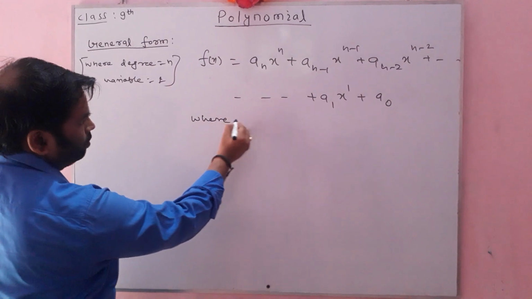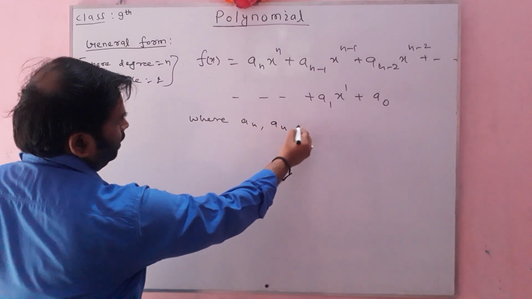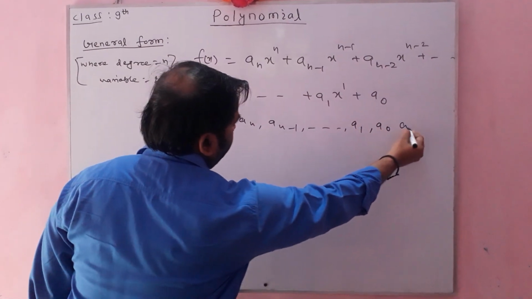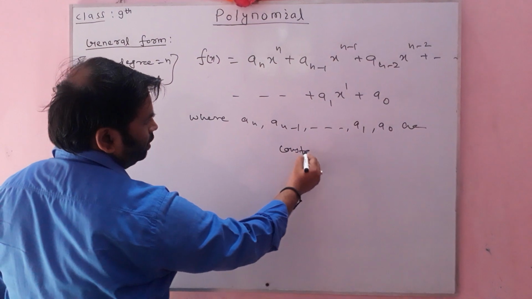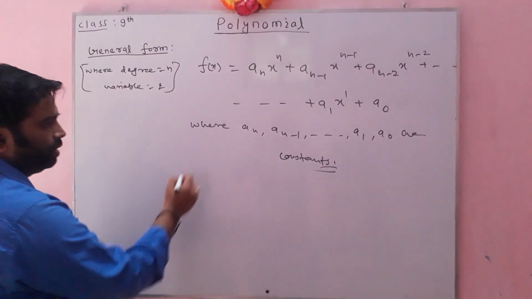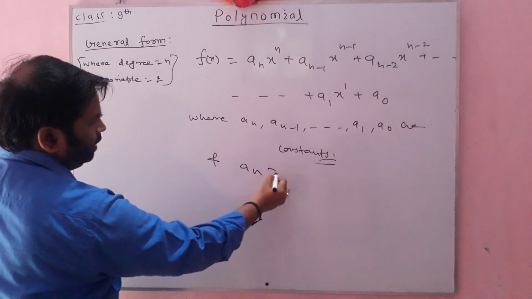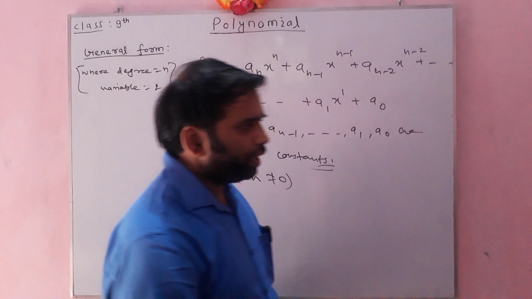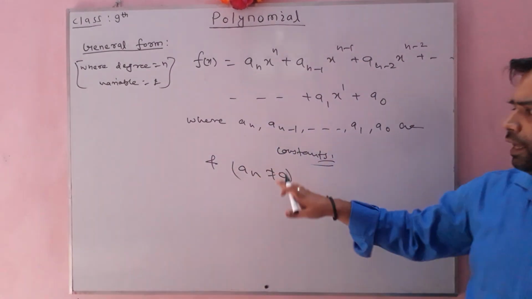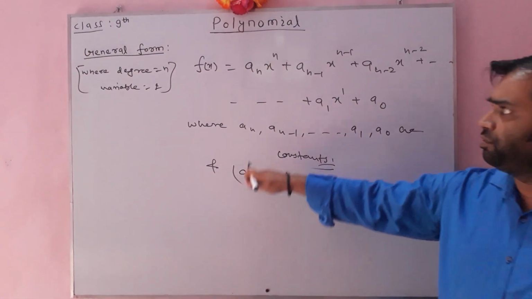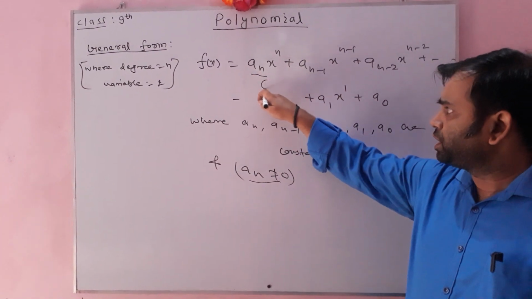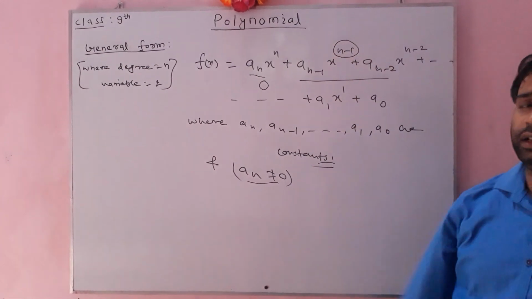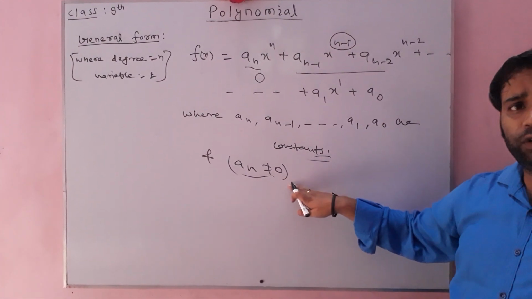Where a_(n-1) up to a_1, a_0 are constants. What are they? Constants. And a_n is not equal to 0. So why is a_n not equal to 0? Because if a_n is equal to 0, this term will be 0, so that is a polynomial of degree n minus 1. Now you got it? Why is a_n not equal to 0?